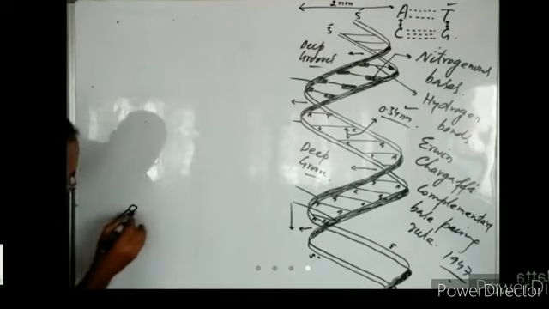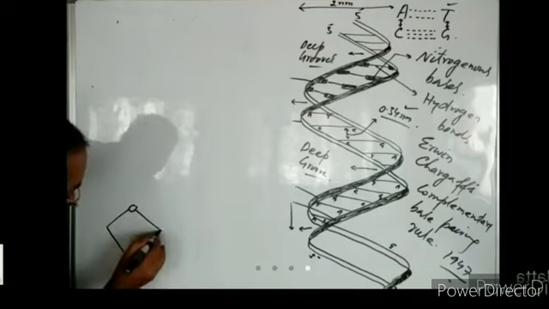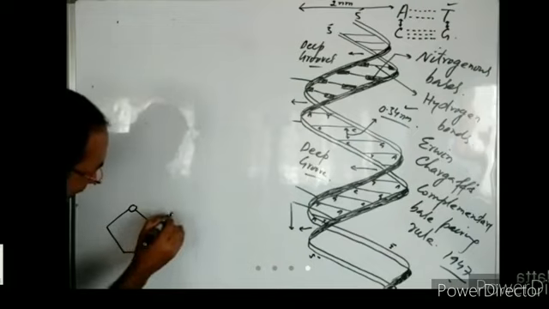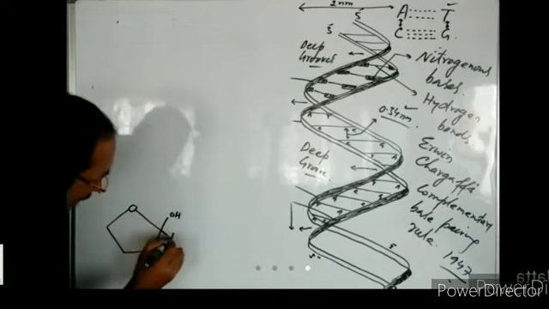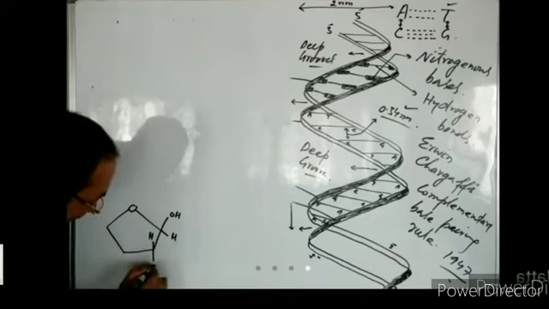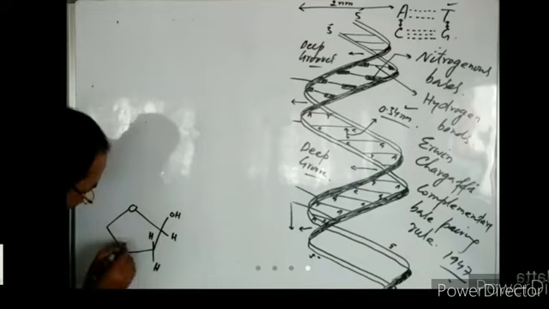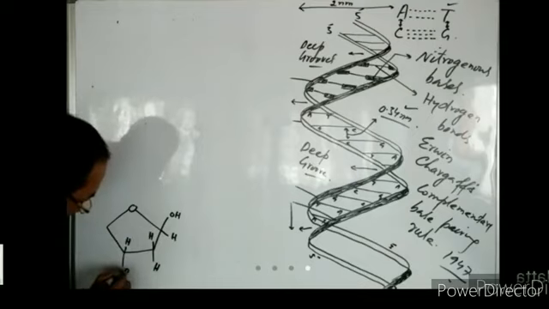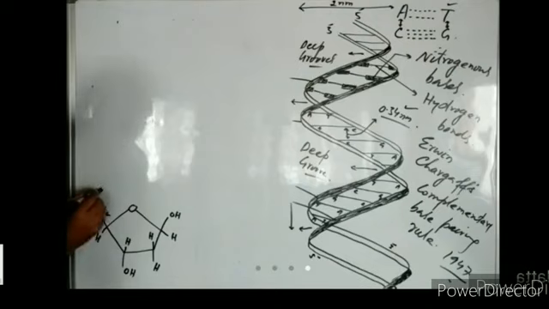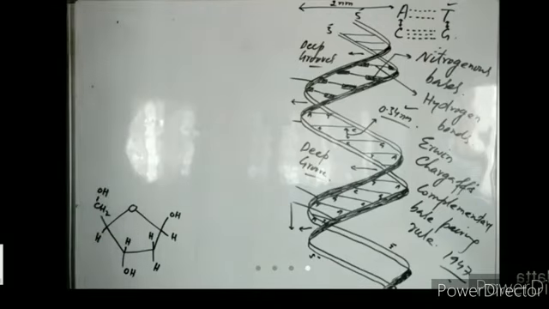So this is a pentose sugar. Which pentose sugar is found in DNA? It is deoxyribose. So this is the pentose sugar. Is it visible to you?